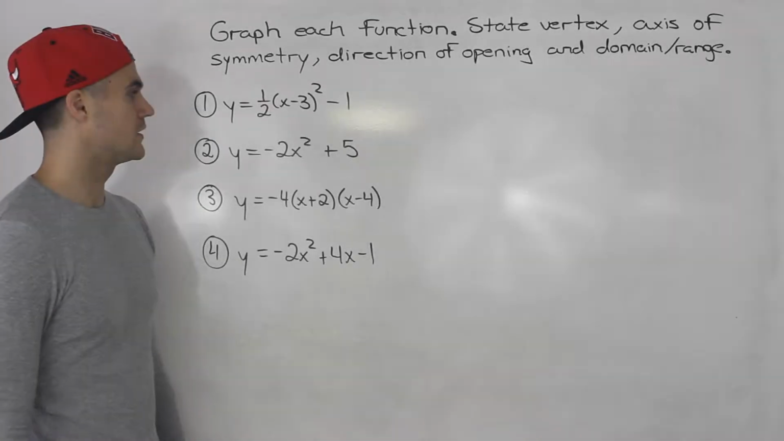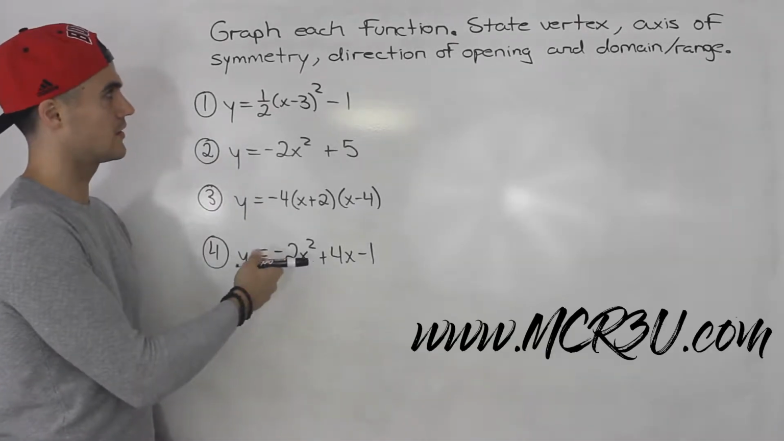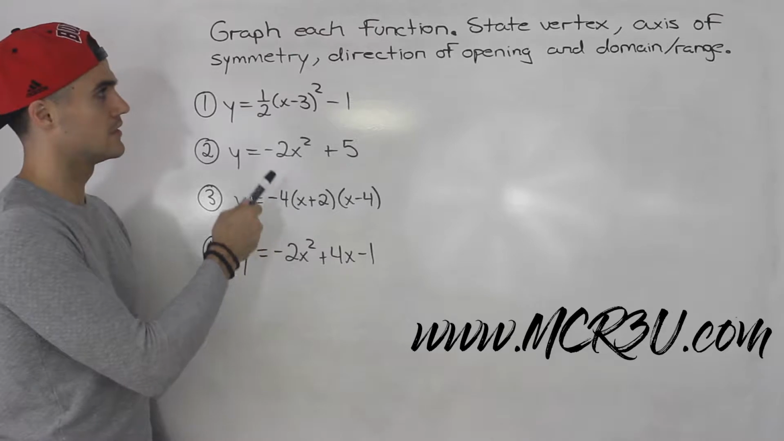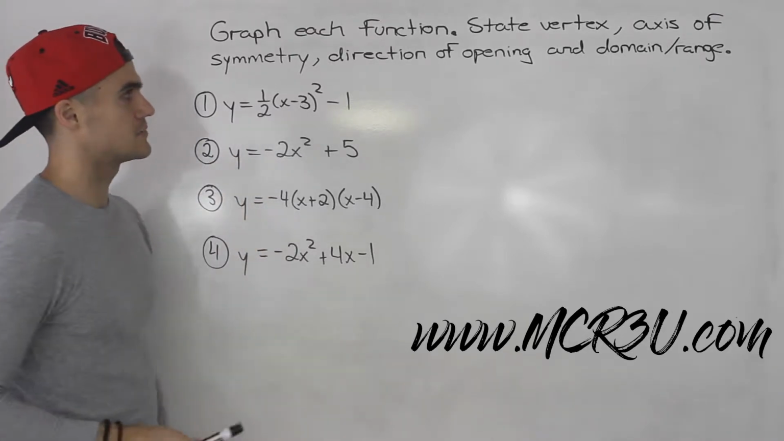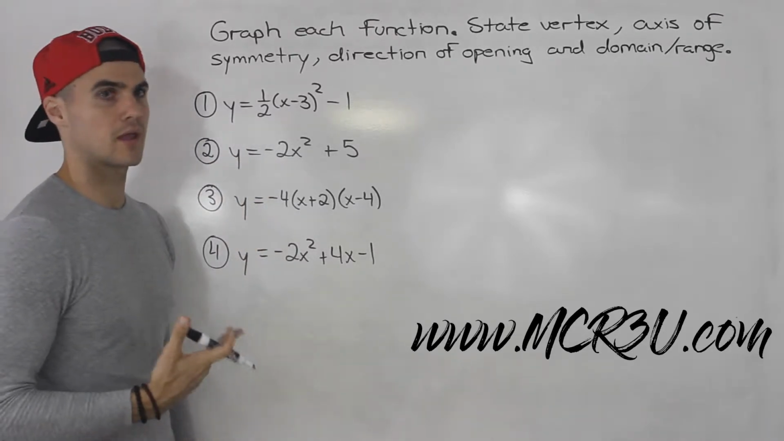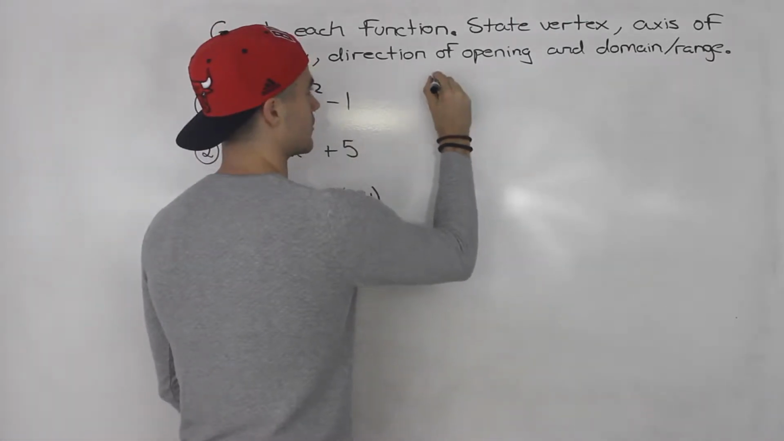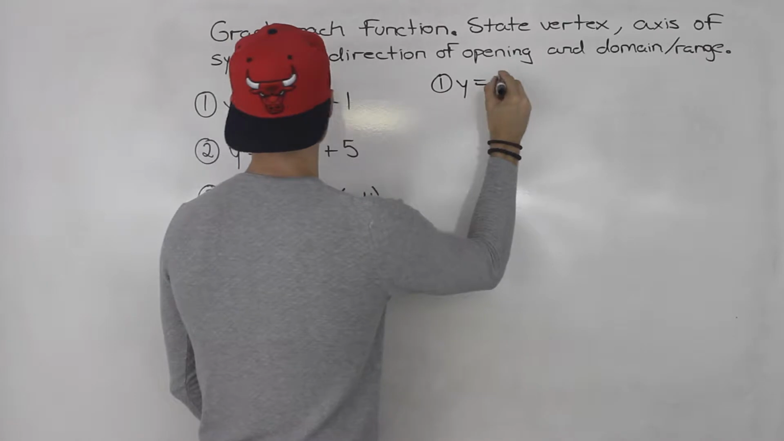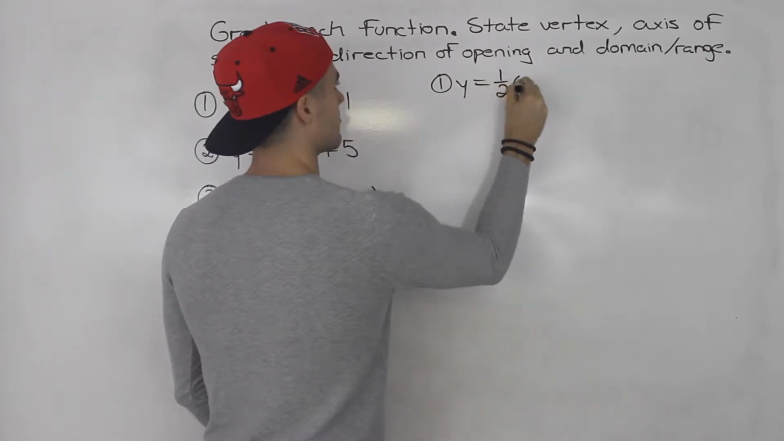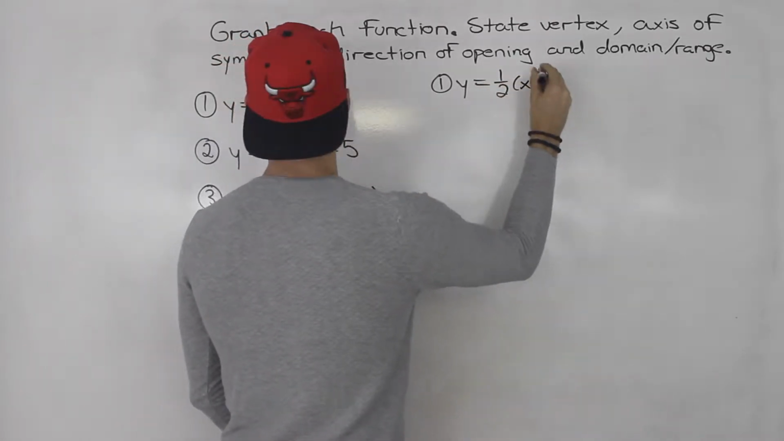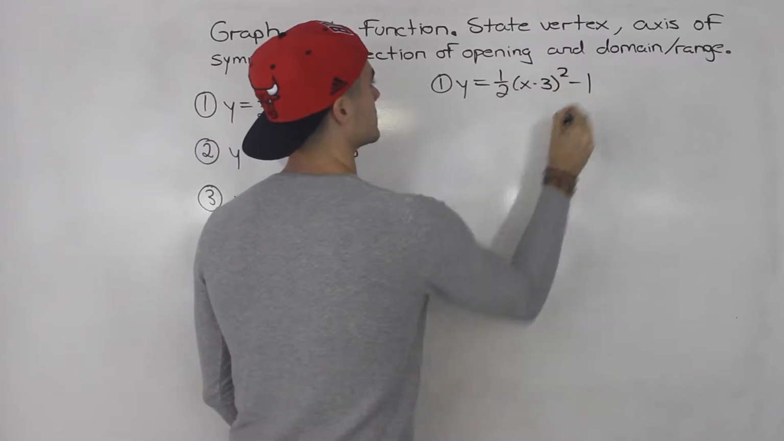In this video, we got 4 quadratics here, and we're going to have to graph each of them, state the vertex, axis of symmetry, direction of opening, and the domain and range. Starting off here, let's write number 1. Y is equal to 1/2 (x minus 3) squared minus 1.